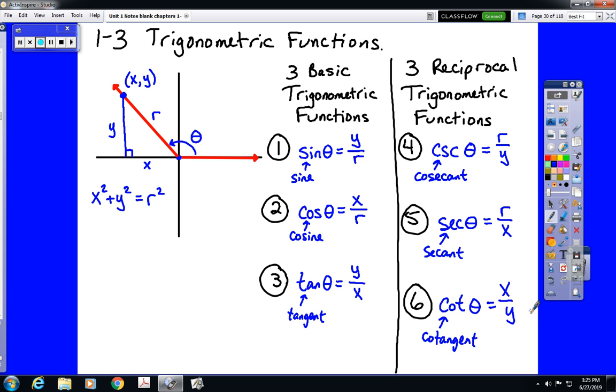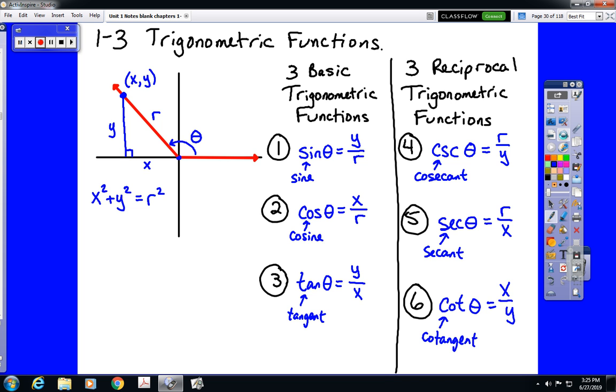So these 6 are probably something that you need to memorize. That being said, it will be provided to you on a reference sheet for most of the times that you need it. So mostly you just need to mark this particular slide in your notes as being important.